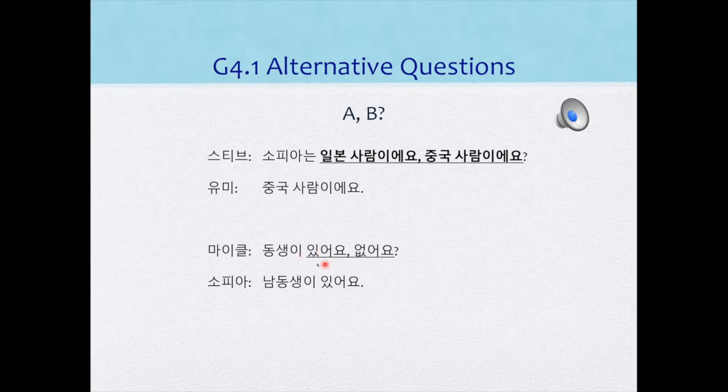Another one. 동생이 있어요? 없어요? Do you have a sibling or not? 동생 is a younger sibling and there's no gender distinction in the word 동생 itself. So you have a younger sibling or you don't. 동생이 있어요? 없어요? And you say 남동생이 있어요. You could have just said 동생이 있어요. I have a sibling without specifying which gender. But Sophia added, I have a male sibling, younger one, younger brother.